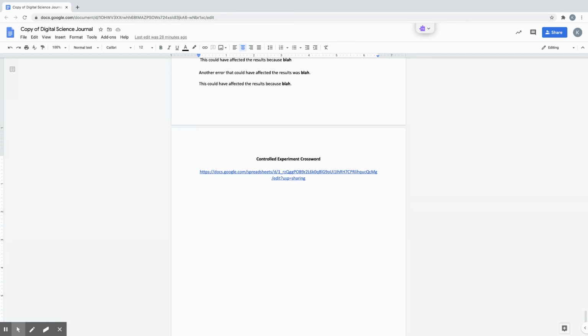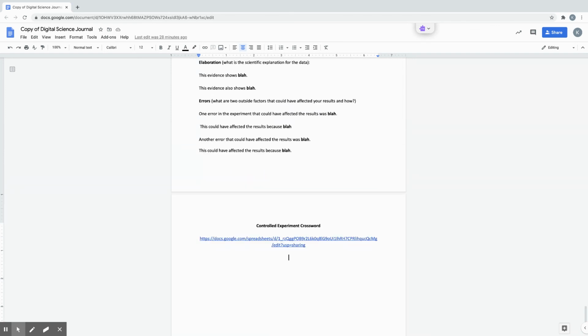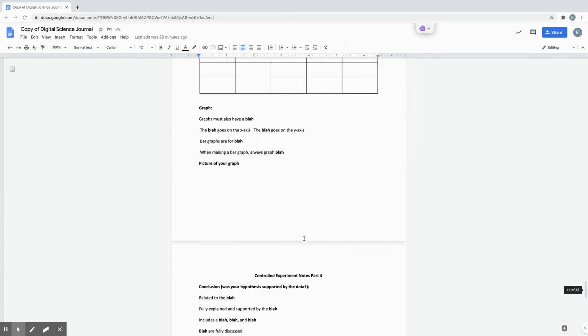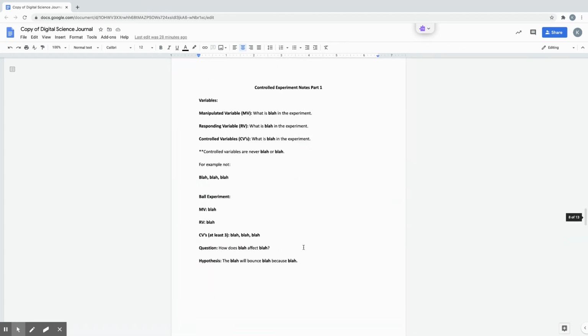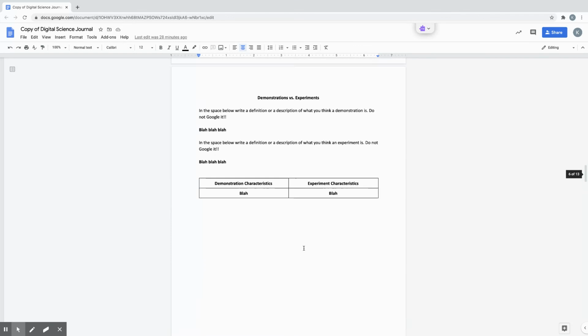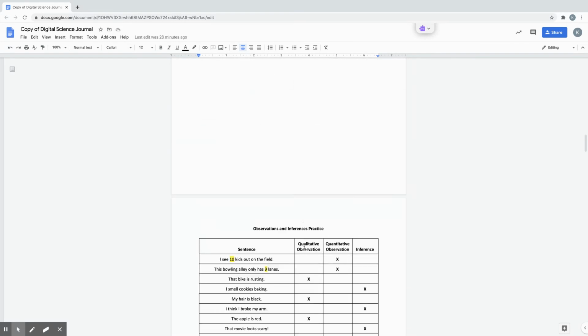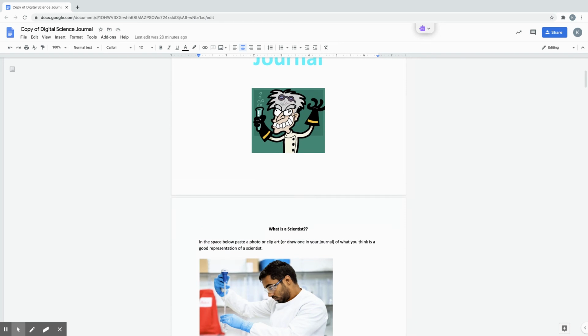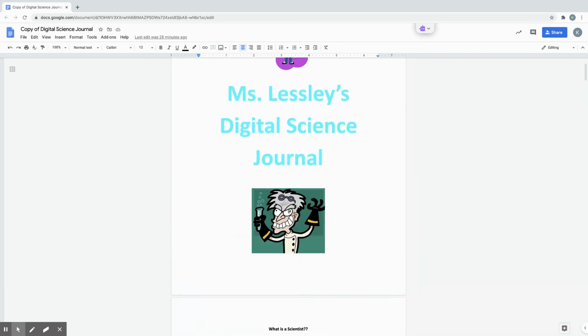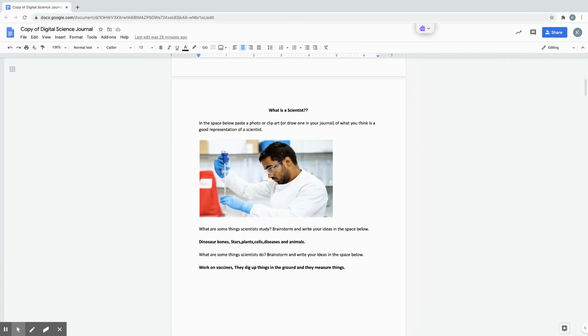So those are all the items that are going to be included in your digital science journal for your first journal check. Each item is going to be worth 1 point. So if we count them up, we have 1, 2, 3, 4, 5, 6, 7, 8, 9, 10, 11, and 12. I'm not counting your title page as a point. So this journal check is going to be worth 12 points based on completion.